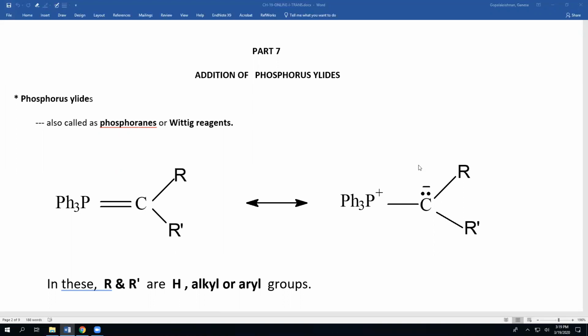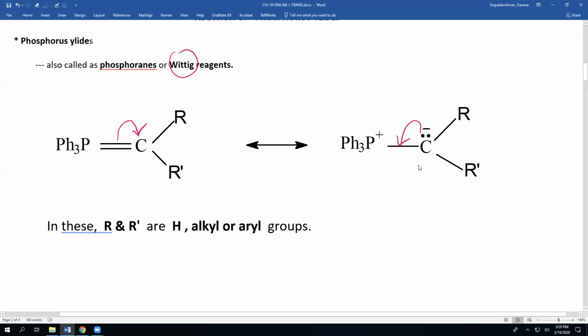Addition of phosphorus ylides. What is phosphorus ylides? I put the general structure here. This can resonate, and you can have the resonance structure of it. You can write the phosphorus ylide either this way or that way. We can also call them Wittig reagents. They are pretty easy to pronounce.